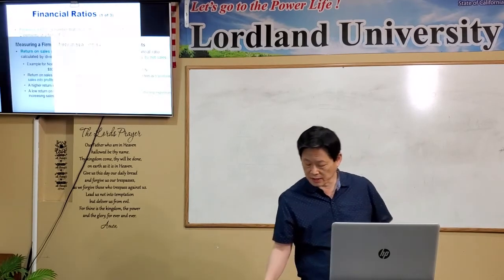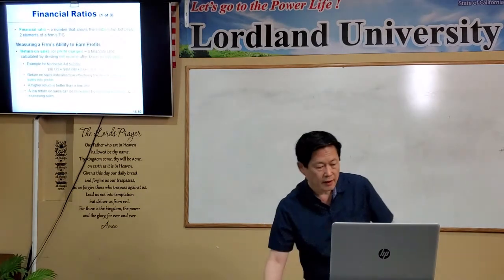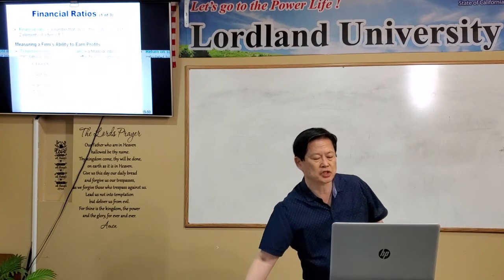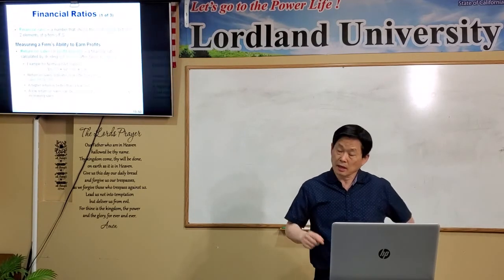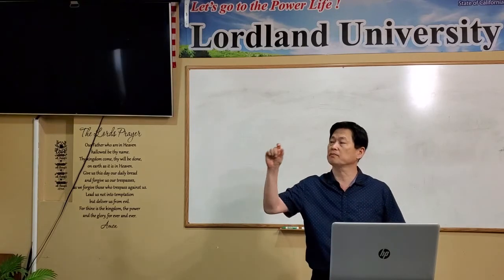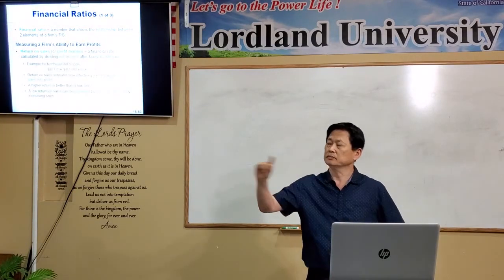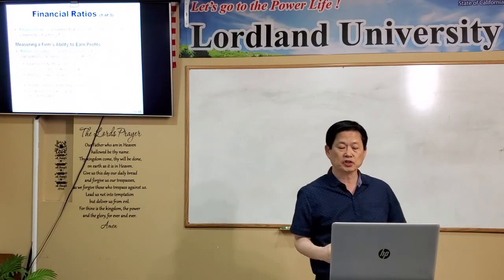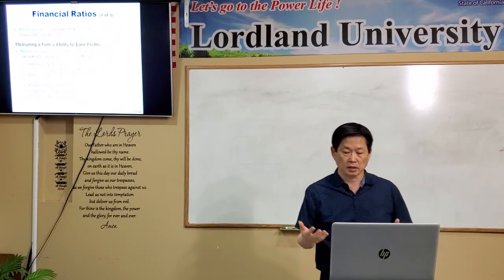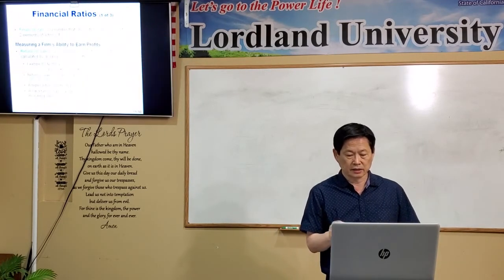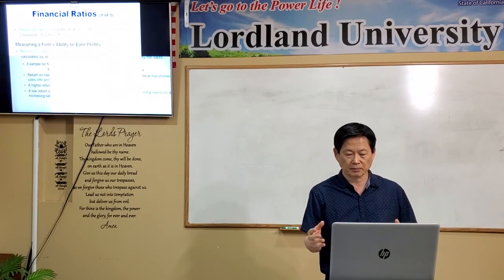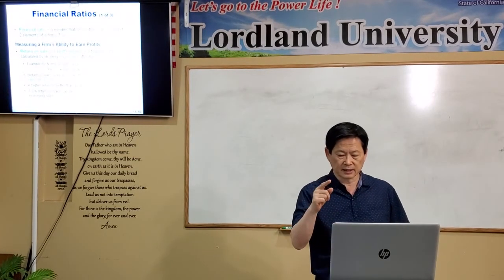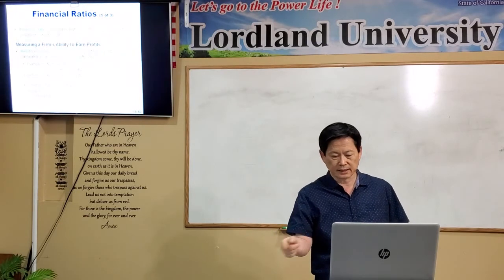Okay, financial ratios are the last topic. A financial ratio is a number that shows the relationship between two elements of the firm's financial statement. The two elements are the business balance sheet account elements and income statement account elements. Measuring the firm's ability to earn profit is return on sales, or profit margin, a financial ratio calculated by dividing the net income by net sales.